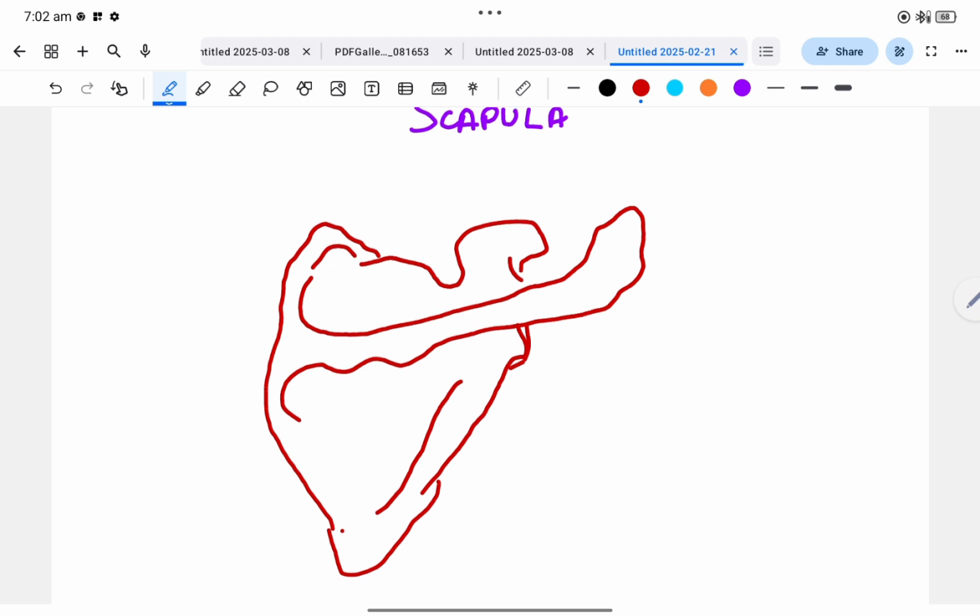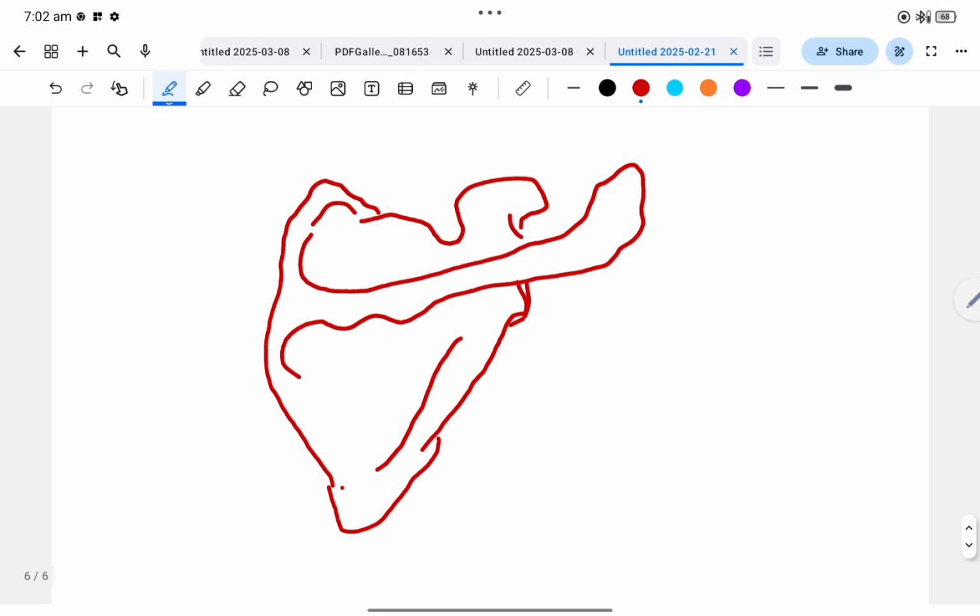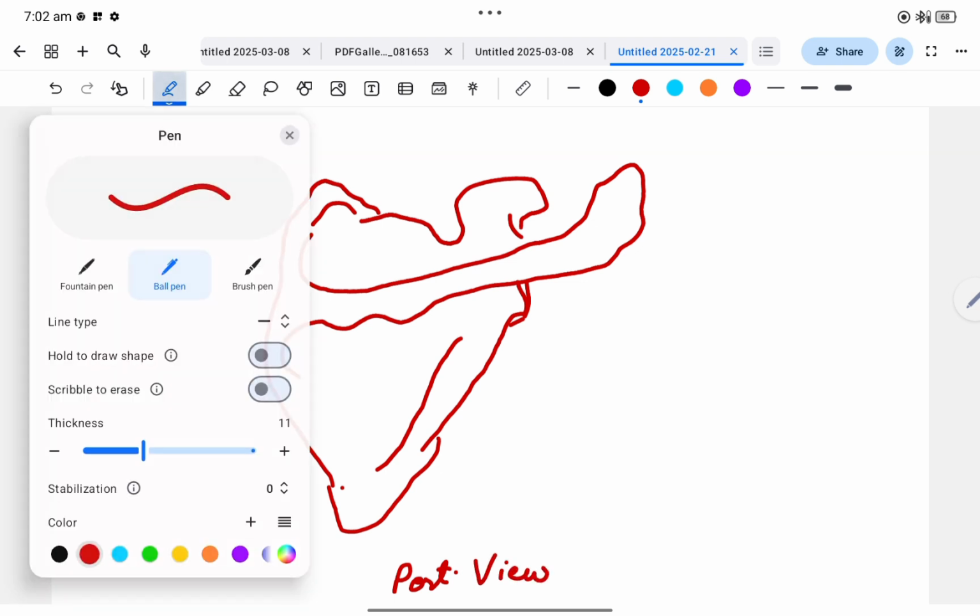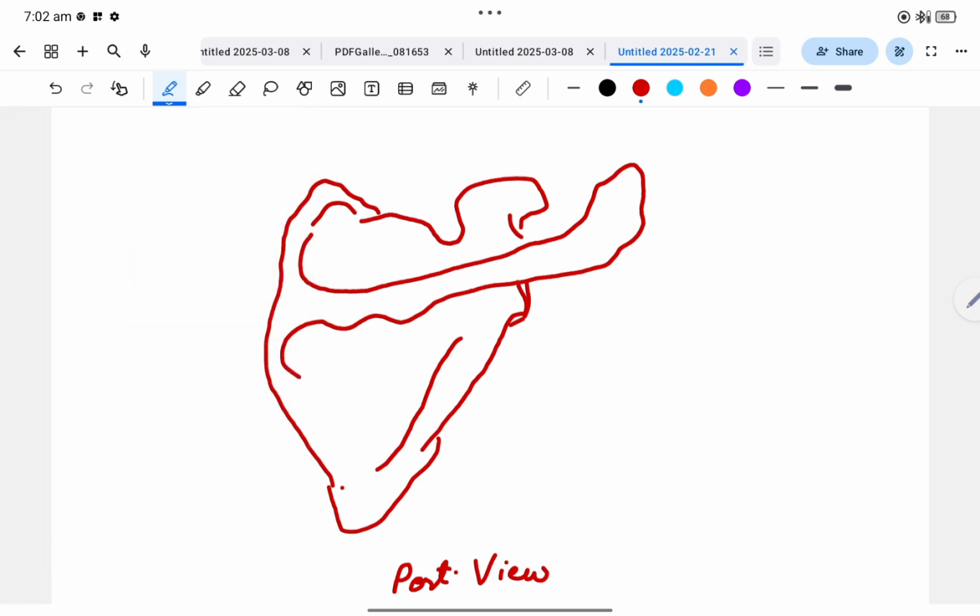So this is the posterior view of the scapula. Now we will see what are the things we find in the posterior view of the scapula. The first thing we will see is the acromion process. This is the acromion process.